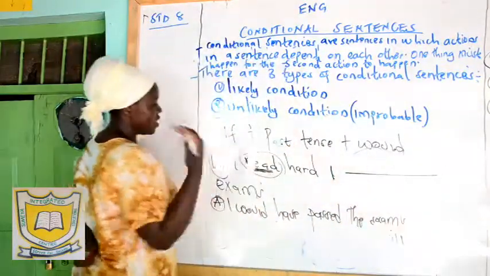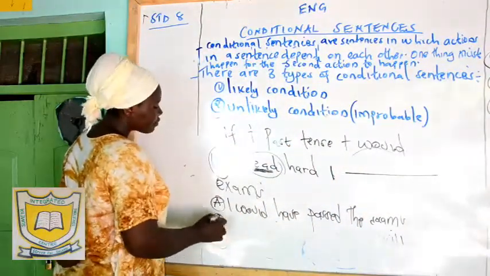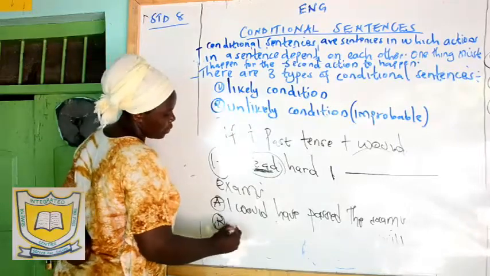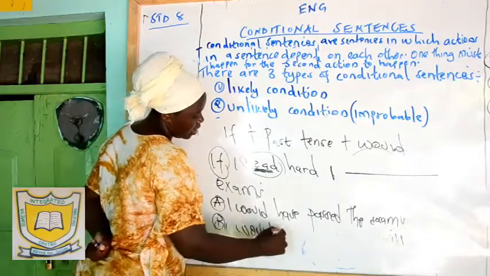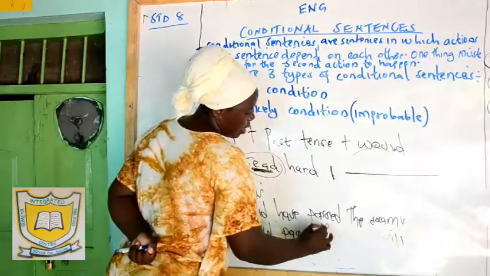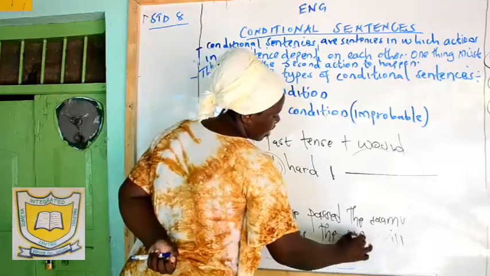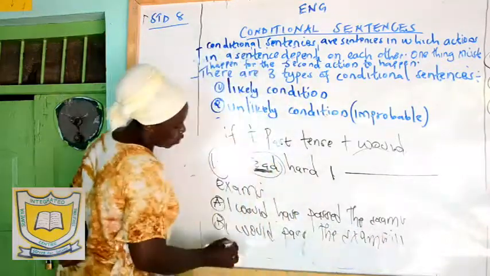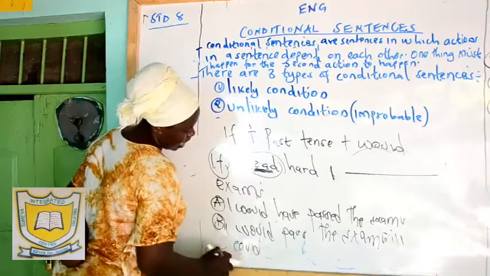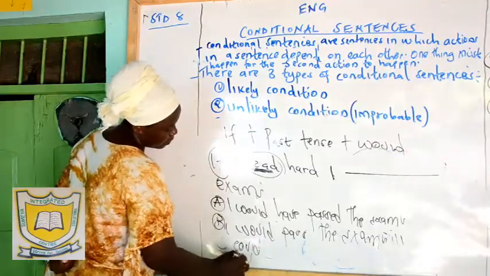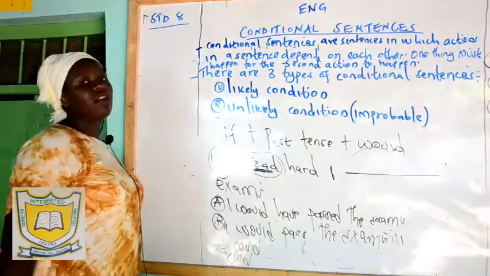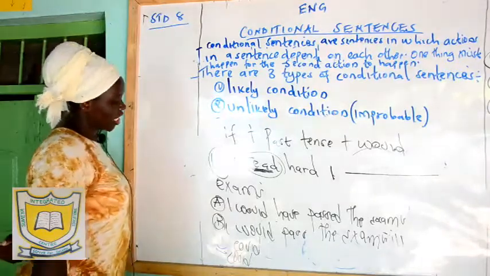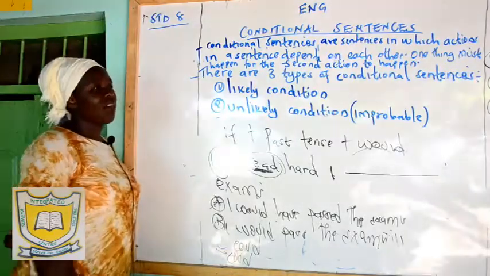And then B, they say, "I will pass the exams." And I know C is going to be "could." And maybe D, they are also going to come up with "could." Now, most of the learners are going to choose what? A.